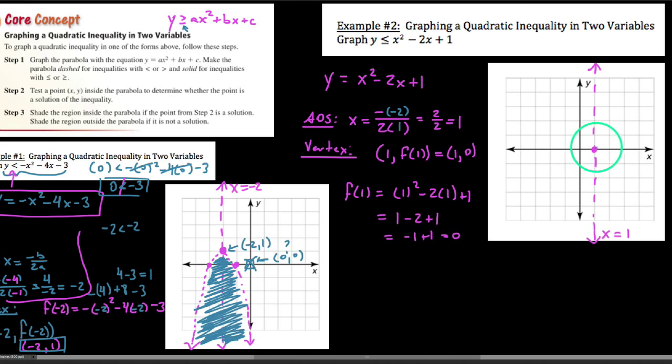So our vertex is actually a 0 of this function here. And using the a value of 1, I know that as I go to the right one, I would only go up 1. And because of symmetry, this must be on our graph.